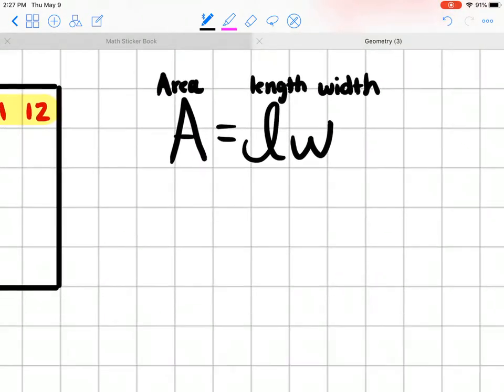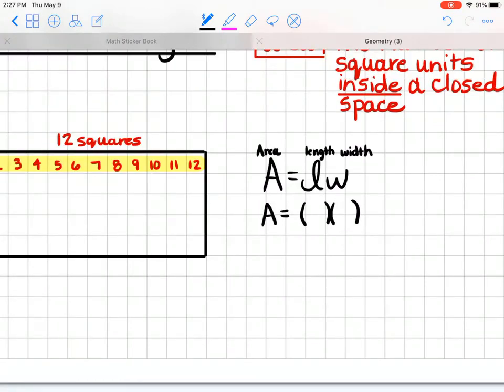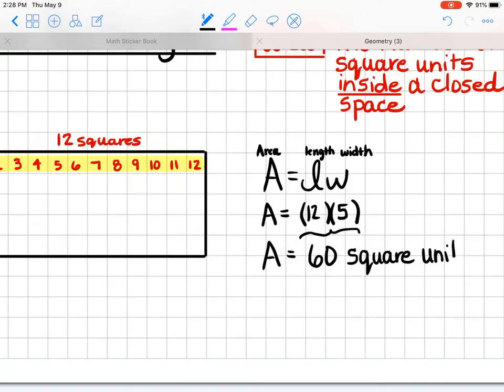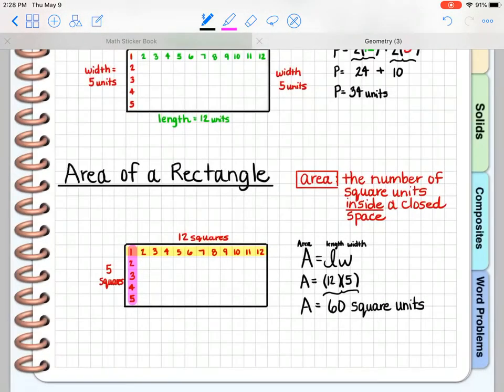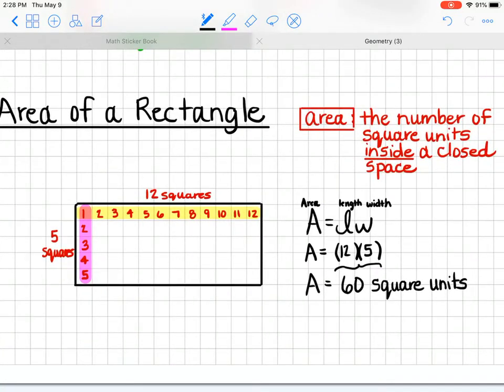So when you set this formula up, you've got A equals parentheses, parentheses. So there's multiplying. And we have a rectangle that's 12 long and 5 wide. So area is 12 times 5, or 60 squares. So if this is carpet, and each square is a piece of carpet, I'm going to need 60 of those to fill in this space.